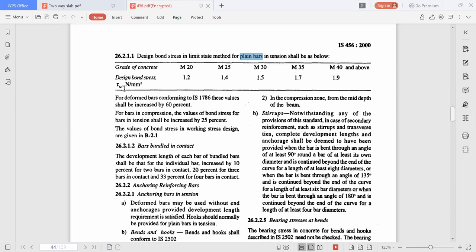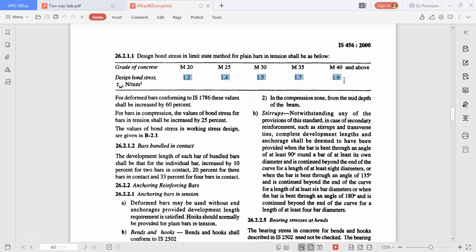ఇక్కడ ఇచ్చిన tau BD values ఏ టైప్ ఆఫ్ స్టీల్కి, ప్లెయిన్ బార్స్కి, అంటే MS స్టీల్ Fe 250 గ్రేడ్ ఉంది కదా దానికి మాత్రమే. These values are not for HYSD bars, అంటే Fe 415కి Fe 500కి కాదు. These values are only for MS bars which is Fe 250 grade. And ఇంకొకటి, this is taken for tension zone only. If the hook is in tension zone, then only these values will be helpful.